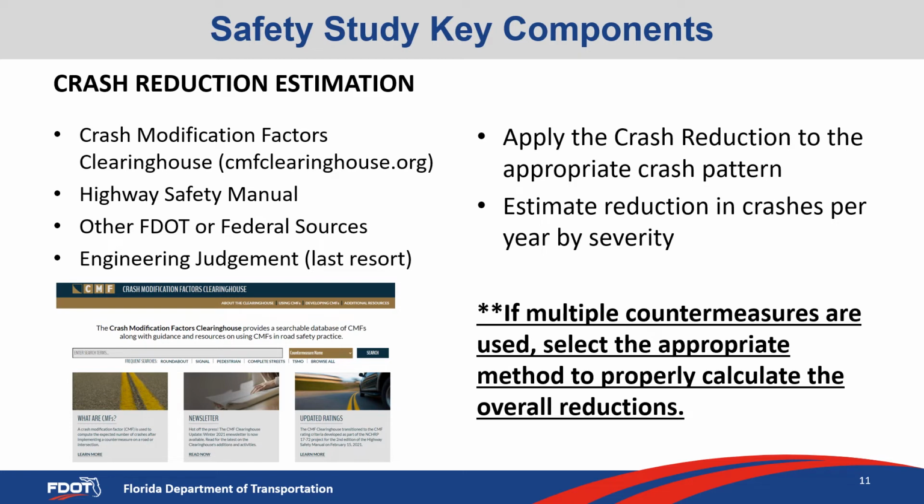At this stage, conducting the crash reduction estimate is obviously a very critical piece, and this can probably be done as soon as you've selected the countermeasure, prior to the cost estimation and concepts, but it is a critical piece to the overall analysis. The step is to identify a crash modification or crash reduction factor that applies to the problem or issue that is being observed. Those can be found on the Crash Modification Factors Clearinghouse, the Highway Safety Manual. In the absence of those having resources, there are other FDOT or federal sources that can be used to identify crash reduction factors. And lastly, engineering judgment.